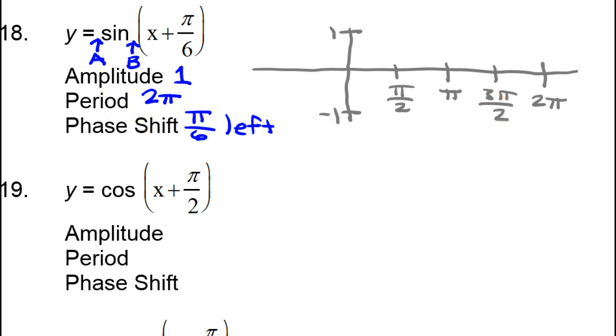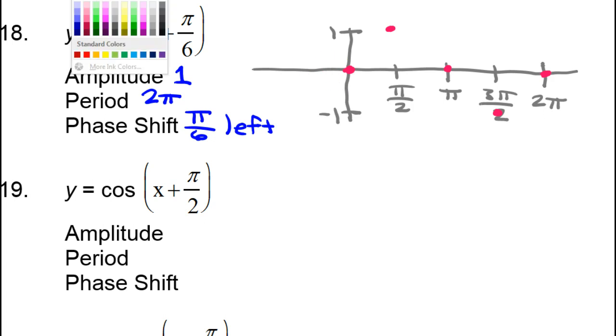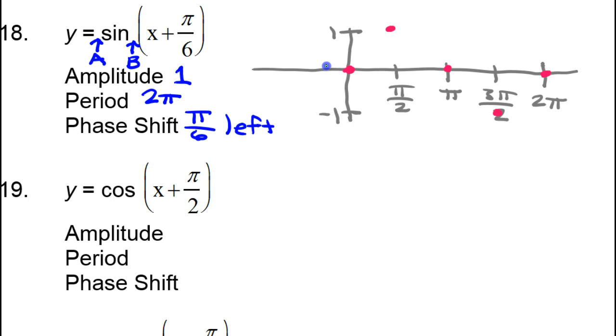If there was no phase shift, I would just graph my standard sine function, which would start from the origin, and then it would go high, back to the midline, and then low, and then back to the midline. But I need to shift each one of these points to the left by pi over 6. That's just going to be a little bit to the left. So here's what I want to do. I'm just going to put a little mark a little bit to the left of each one of these positions.